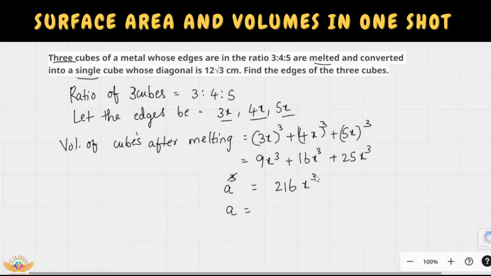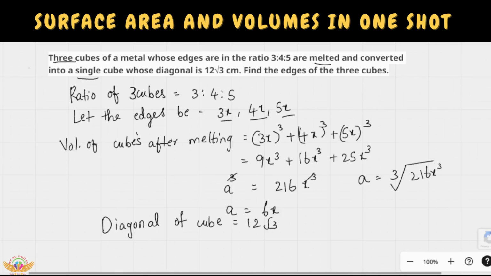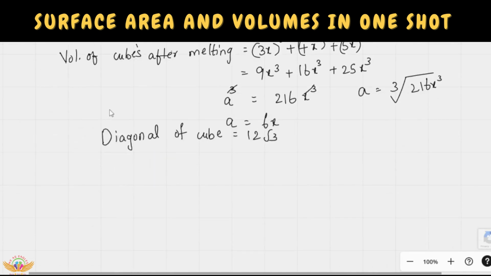Cube root on both sides, and cube root of 216 is how much? 6. So a equals 6x. I'm writing another step: cube root of 216x cubed, from this we got 6x. And they also gave that the diagonal of this cube is how much? 12 root 3. So what is the formula of the diagonal of a cube? Generally the diagonal of a cube formula is a root 3, that is equal to 12 root 3. So root 3 cancels. So the a value I got is 12.